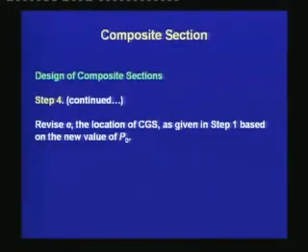Step 4 then continues as revise E, the location of CGS, as given in step 1 based on the new value of P0. We had seen the expression of E in step 1, and we can revise the calculation of E based on the new value of P0.